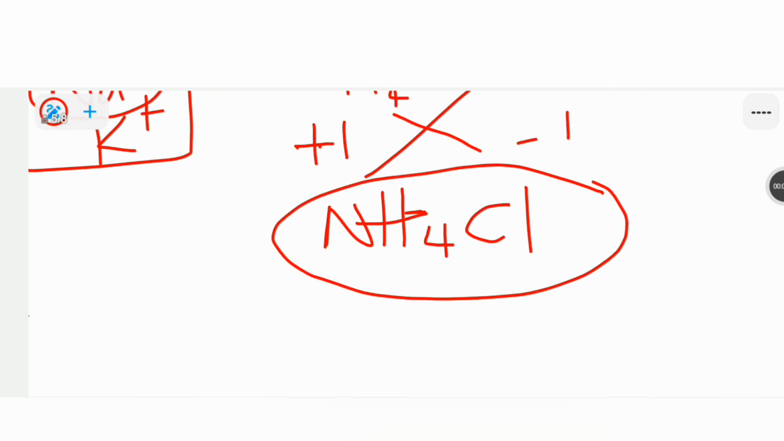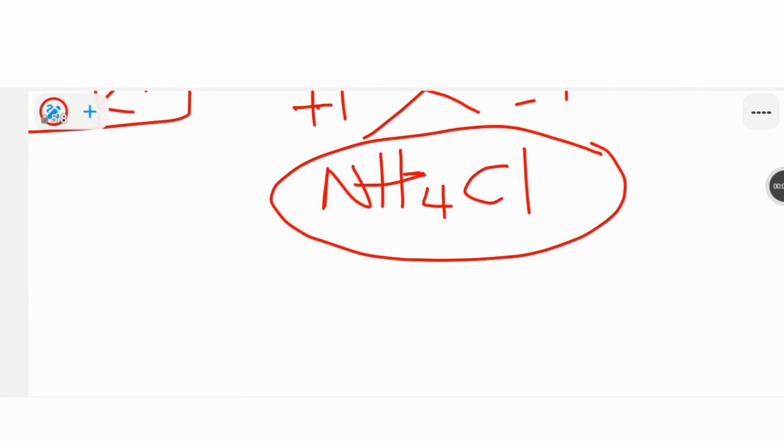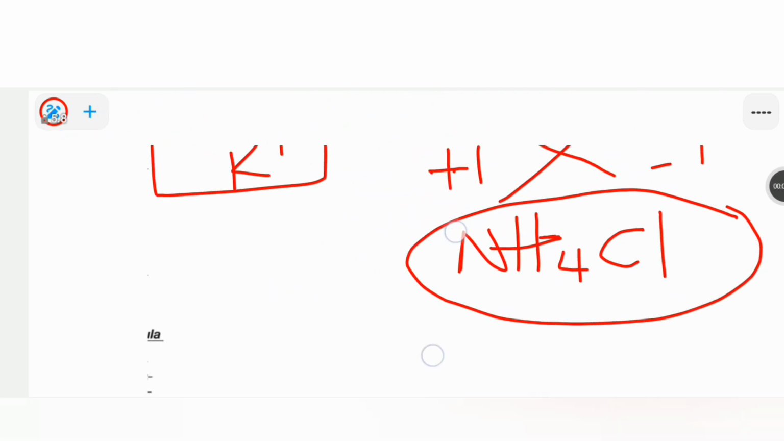Now what's the name of this compound? This NH4, you know that it's ammonium. And this is the chloride ion. So you call this compound ammonium chloride. So this is the formula of ammonium chloride, NH4Cl. So that's the way to combine them.